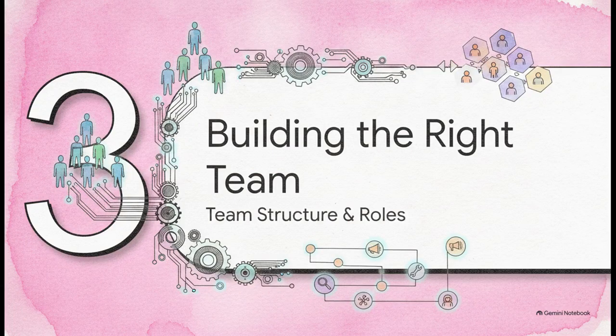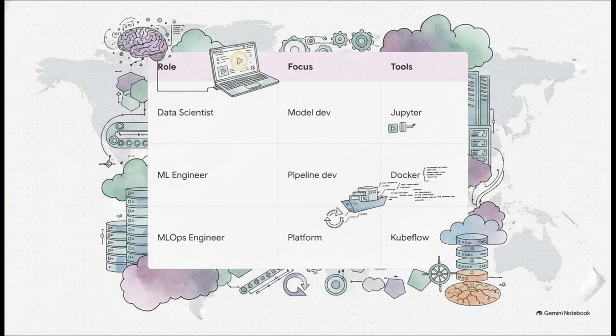Okay, let's jump into Section 3, building the right team. In Chapter 2, the tutorial clearly breaks down the primary focuses and tools across three very distinct roles. First up, you've got the data scientist. Their main job is model development and evaluation metrics, typically using tools like Jupyter. Then, you have the ML engineer, who is all about pipeline automation and model packaging, using tools like Docker and FastAPI. And finally, the MLOps engineer focuses on the platform layer, using CI/CD tooling and orchestration platforms like Kubeflow or Terraform.